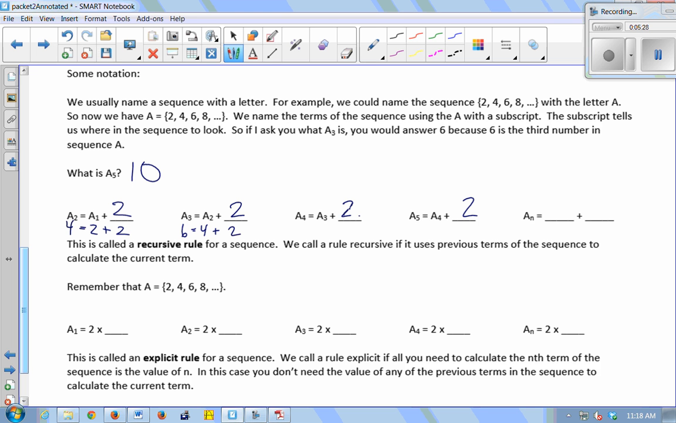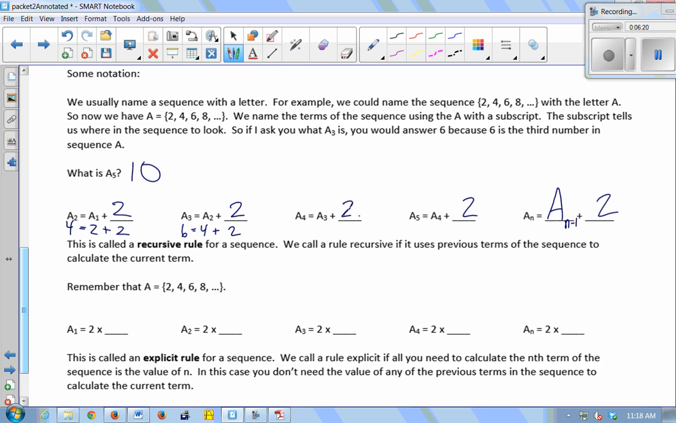And if A3 is equal to A2 plus 2, A3 is the third number in the list, and A2 is the second number in the list. So this says that A3 is equal to the number right before it plus 2. And A4 is equal to the number right before it plus 2. A5 is equal to the number right before it plus 2. So A sub n, right? I need some way to use my notation to write the number right before A sub n. Yes, right? 1 smaller than n is n minus 1. So in this notation, I'm going to put A sub n minus 1. That means the number right before the nth number, plus 2.